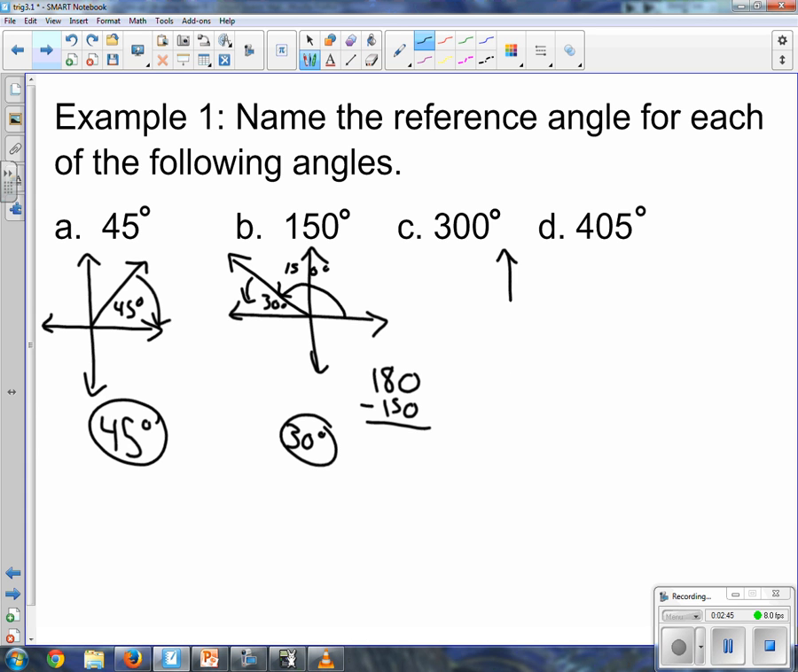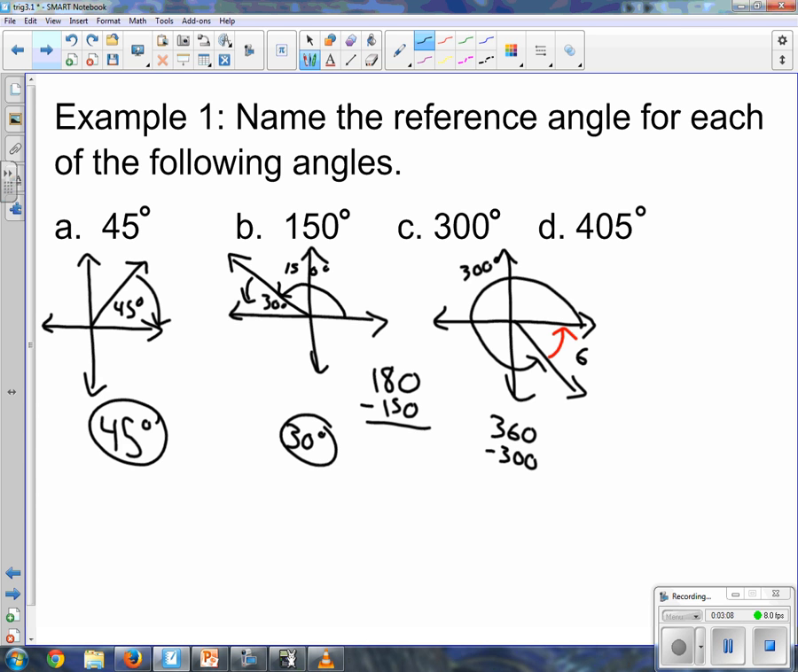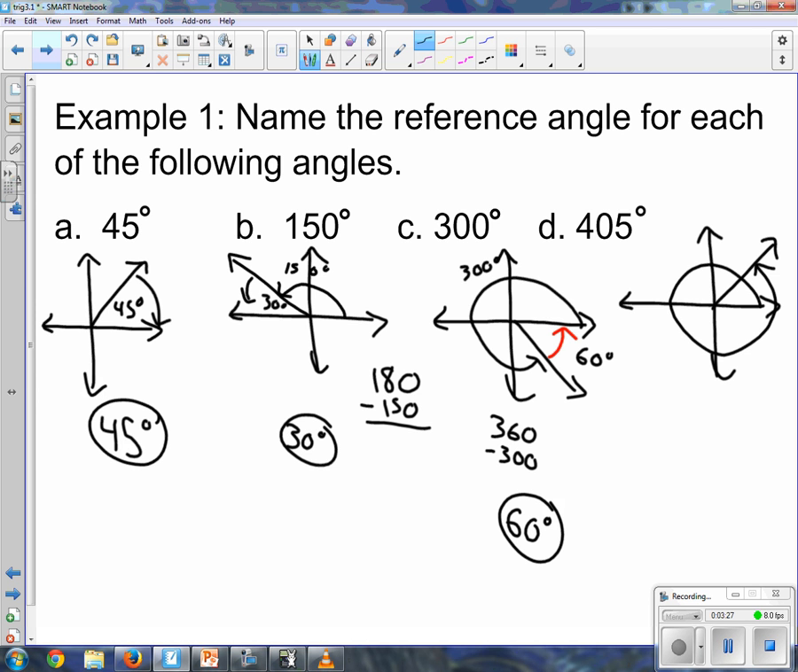For C, same idea. Make a graph. Start here. We got 90, 180, 270, a little bit farther. There's my 300. Go to the x-axis, so I want to go up like this. All the way around is 360, so if I do 360 minus 300, that would tell me that's 60. So there's our reference angle. And then finally, 405, we can think about in two ways. We go here, there's 90, 180, 270, 360, 45 more gets us there. So 45 degrees. What ends up being is that A and D, 45 and 405, actually have the same reference angle.